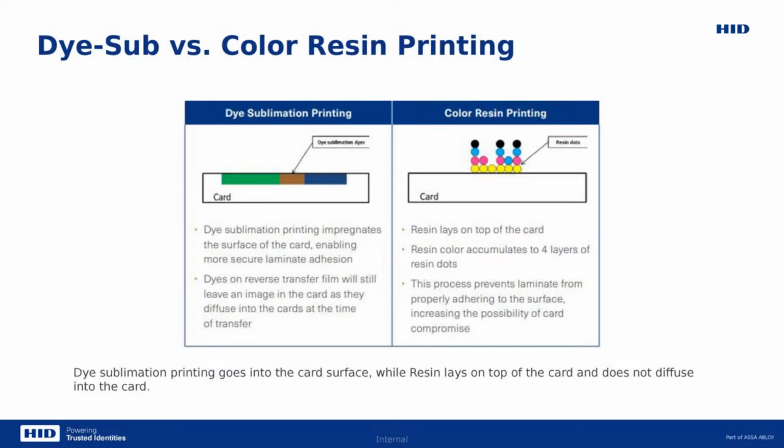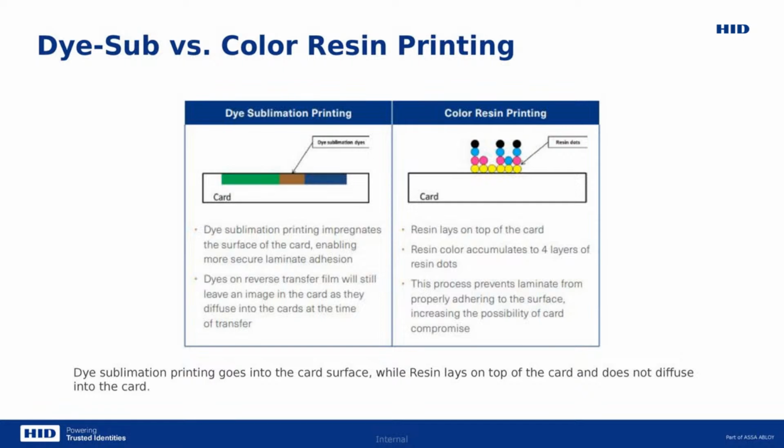So dye sublimation is a really, really good technology for image printing, because all the image or the color will be absorbed by the PVC layer. So from the left hand side, you can see that it diffuses into the surface of the card. And also it produces smooth gradients and vibrant colors, and it can avoid the pixelized look of the resin printing on the right hand side. I highly recommend you use dye sublimation.